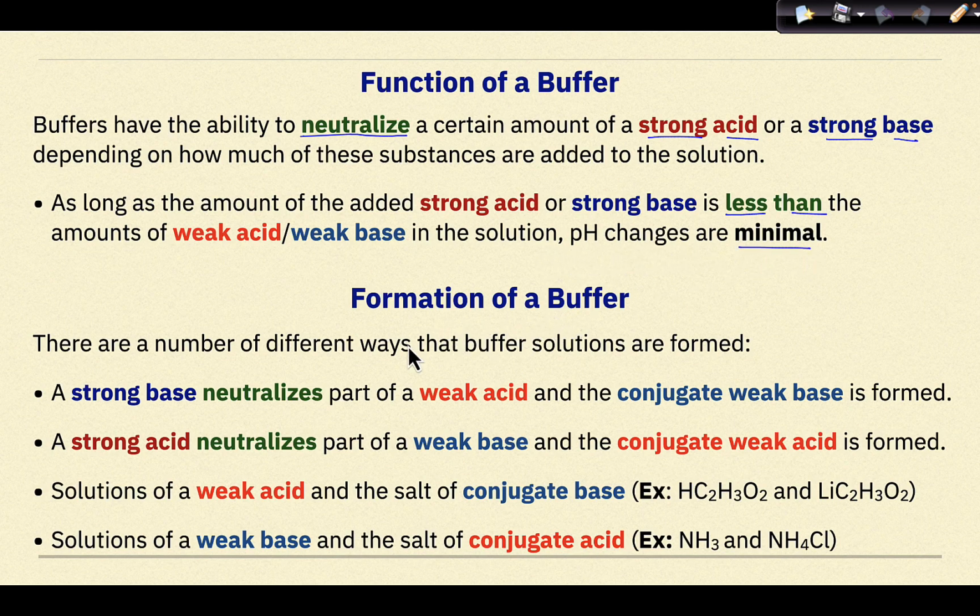Formation of a buffer. There are a number of different ways that buffer solutions are formed. The first is a strong base neutralizes part of a weak acid, and as a result, the conjugate weak base is formed. A strong acid neutralizes part of a weak base, and the conjugate weak acid is formed. Solutions of a weak acid and the salt of its conjugate base are combined together. Or solutions of a weak base and the salt of its conjugate acid.